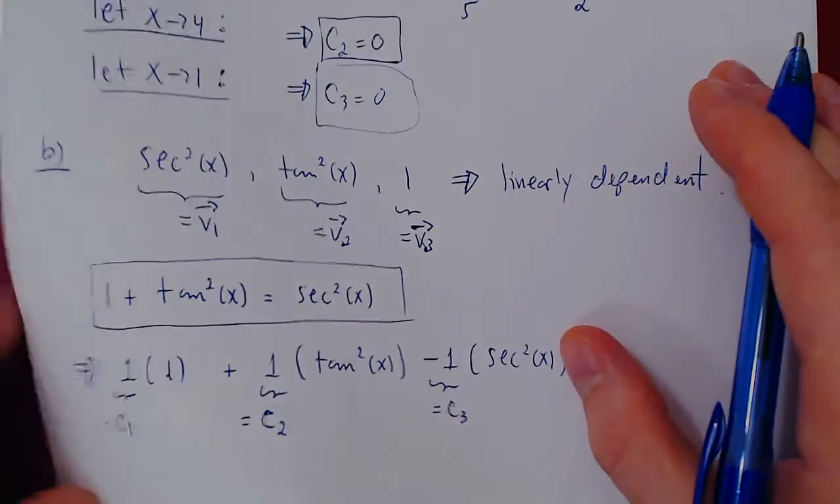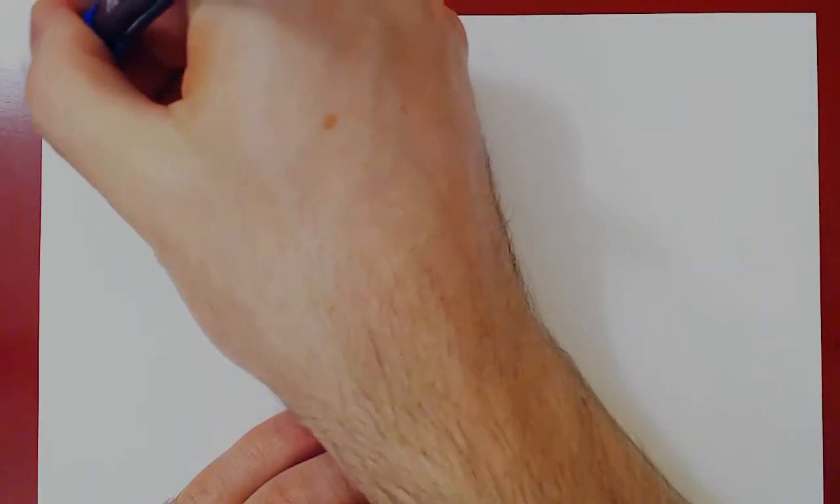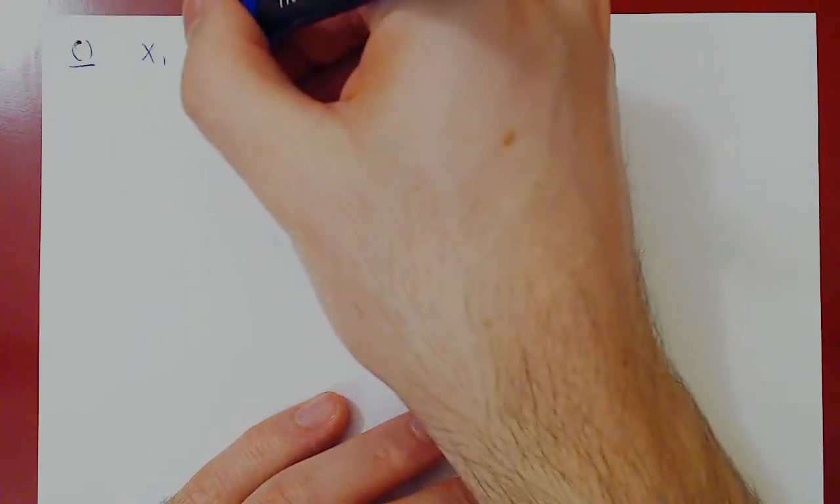Let us do one last example, considering now three functions, y equals x, y equals ln of x, and y equals e to the x. The question is the same. Are these three functions vectors linearly dependent or independent?